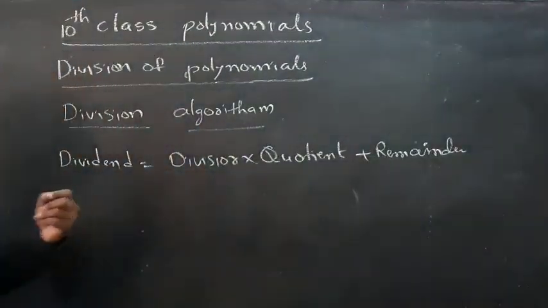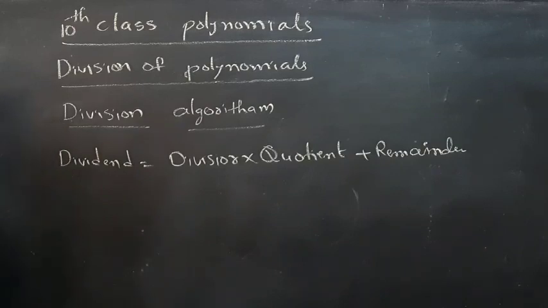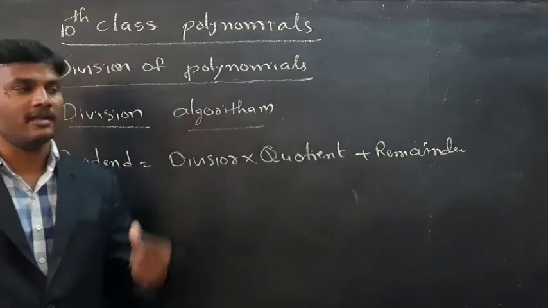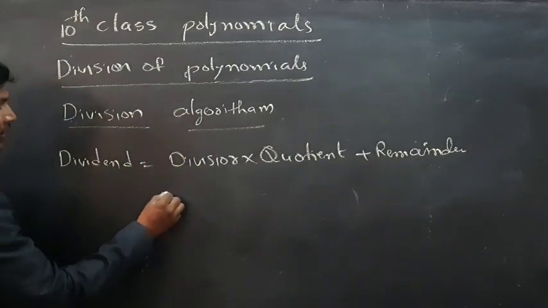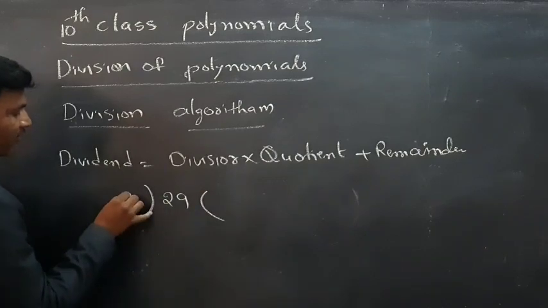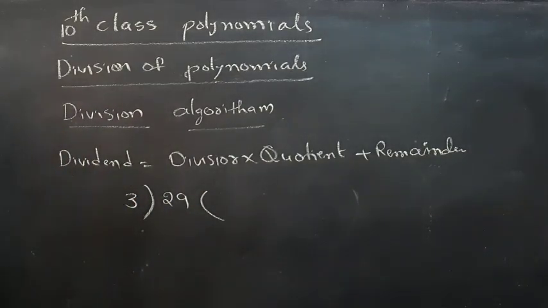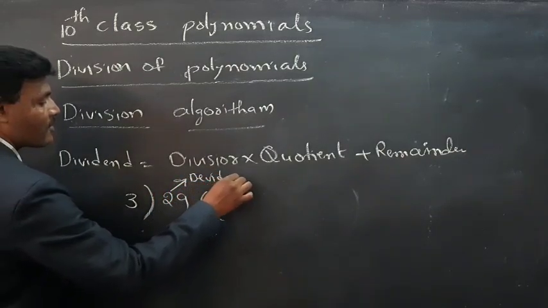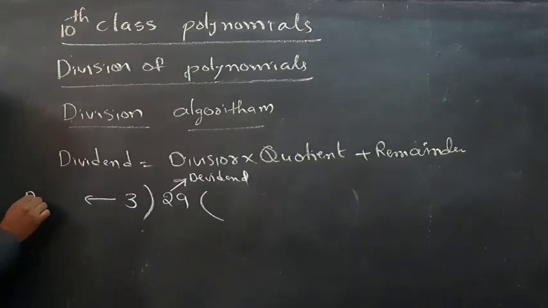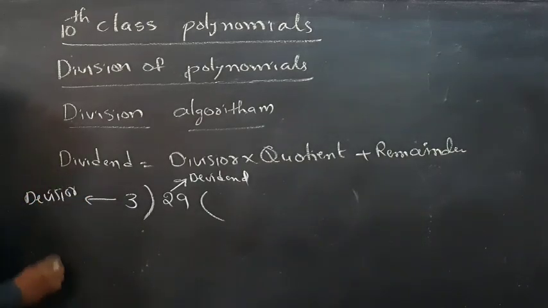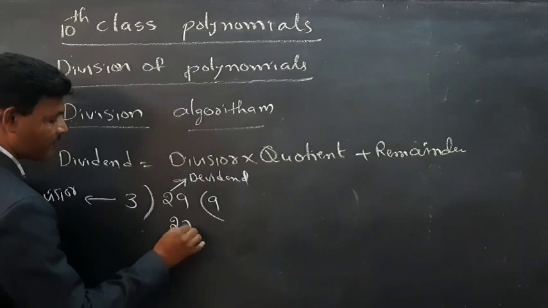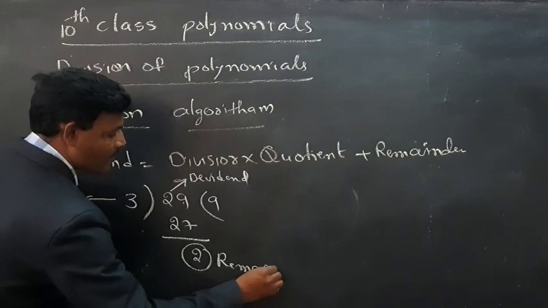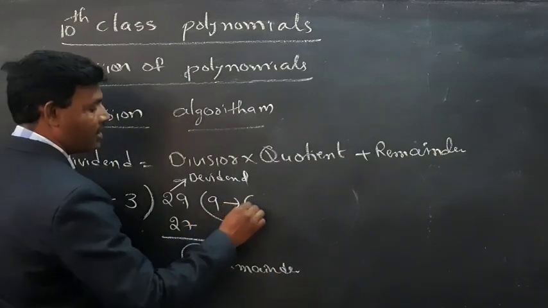First you have to know what the division algorithm is. Division algorithm is nothing but dividend is equal to divisor into quotient plus remainder. For example, I am dividing 29 with 3. Here 29 is called the dividend and 3 is the divisor. 3 9s are 27. Remainder 2. So here 2 is the remainder and 9 is the quotient.